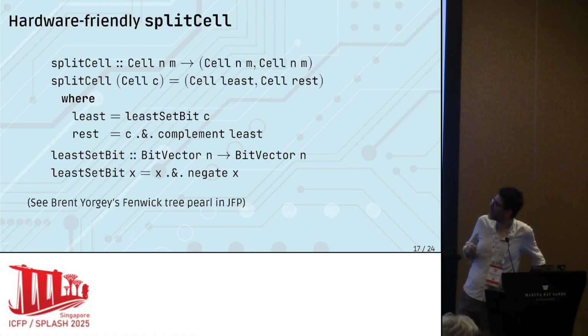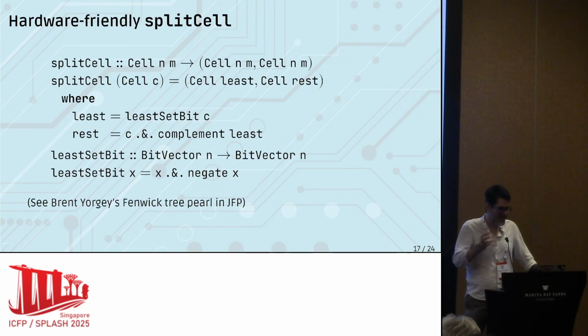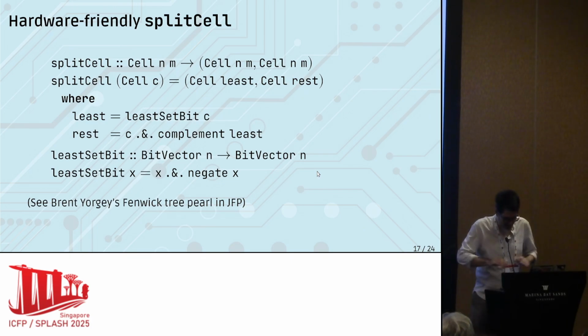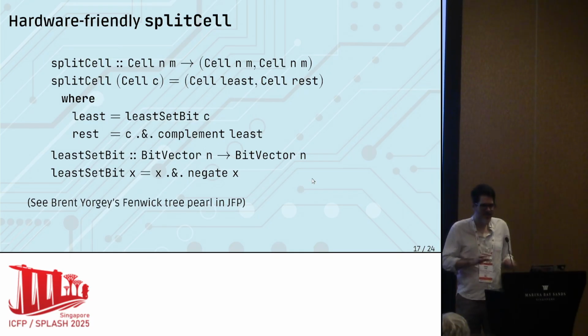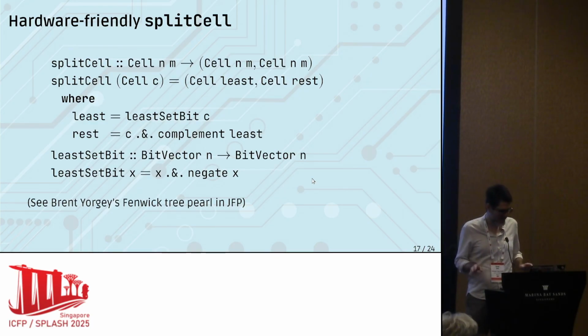And why the least bit? Well, I can refer you back to an ICFP talk from Tuesday, I think, where Brent Yorgey's Fenwick tree Pearl showed in great detail why you can compute the least set bit of an n-length bit vector as just a negation and a bitwise AND. So this is super, super efficient to implement in hardware.